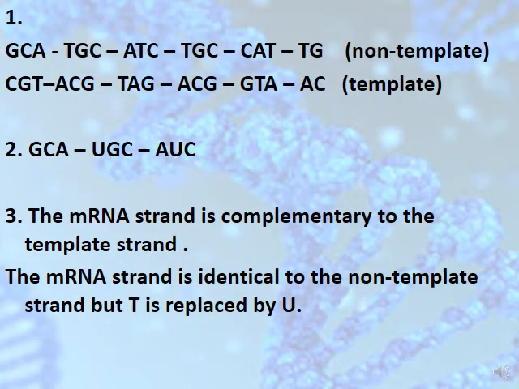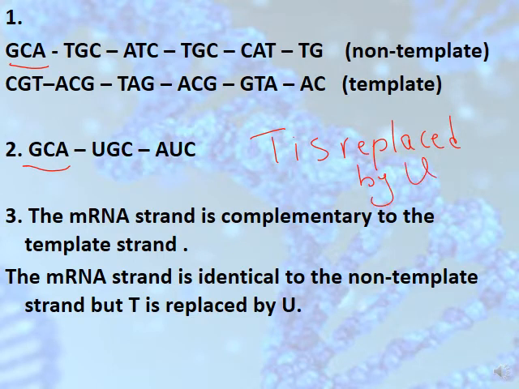So let's move here. The same sequence, non-template. We said the non-template is called the non-transcribed, it's the coding. So GCA, we put GCA, the same. TGC, instead of T, we put U. So in the mRNA, T is replaced by U. Okay? And ATC, A is the same, T is going to be replaced by U. C. If we want to continue this, it is going to be UGC, CAU, and UG. This is in the mRNA, the T is replaced by U.